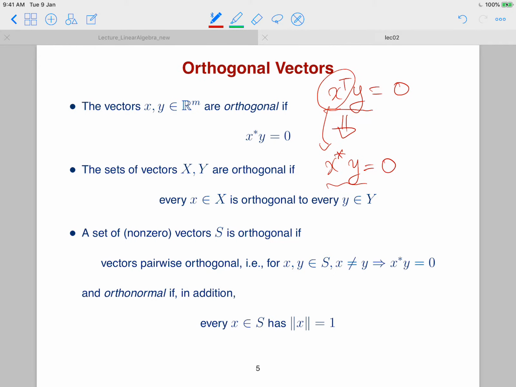And we can extend this to the orthogonality between two vector sets, X and Y. So large X and Y are sets of vectors in the same dimensional space, and we pick any vector from X and any other vector from Y, and then compute the inner product, and if it's always 0, then those two sets are called orthogonal.